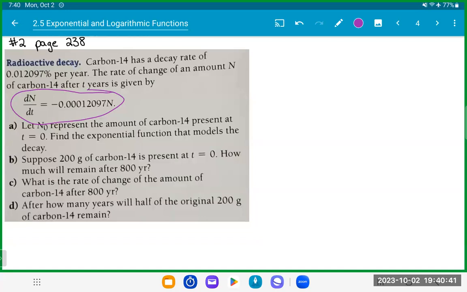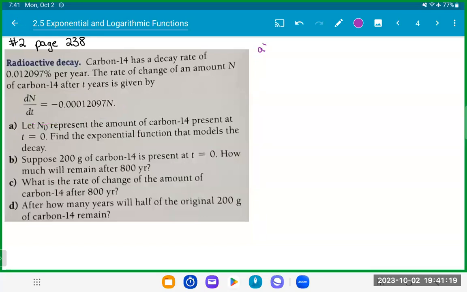And then we want to know, if we have 200 grams of carbon-14 at time 0, how much are we going to have in 800 years? Okay. And then we'll want to know what the rate of change is for that. And we want to know how many years it'll take to get to a half-life of the original. So how long until only 100 grams of carbon-14 remain? Okay. We'll walk through that in this example.